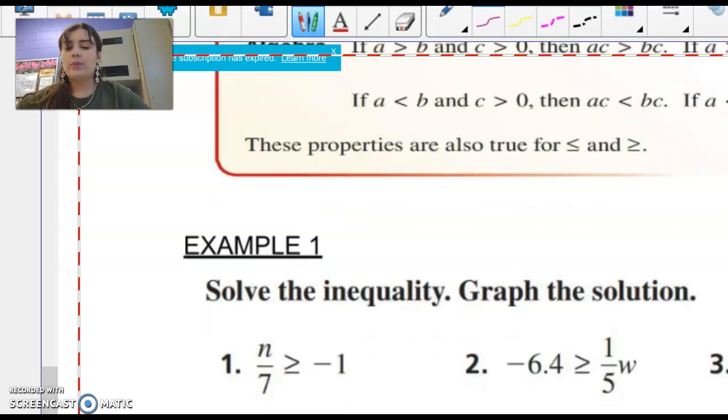For example 1, we have n over 7 is greater than or equal to negative 1. Our operation here is division, so we are going to multiply each side by 7. We're going to be left with n and negative 7. Our sign stays the same. Okay, you guys do 2 and 3. Don't let that fraction scare you. Just going to type that into your calculator as 1 divided by 5, and you're just going to divide each side by that.